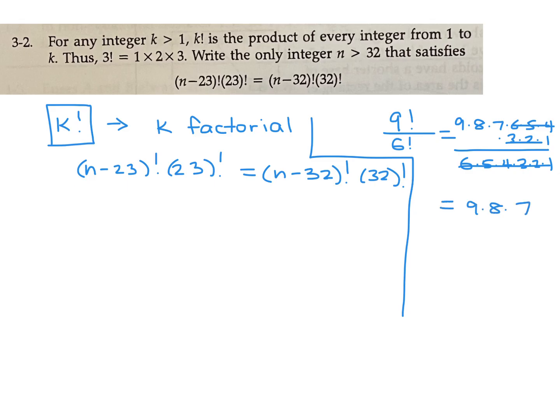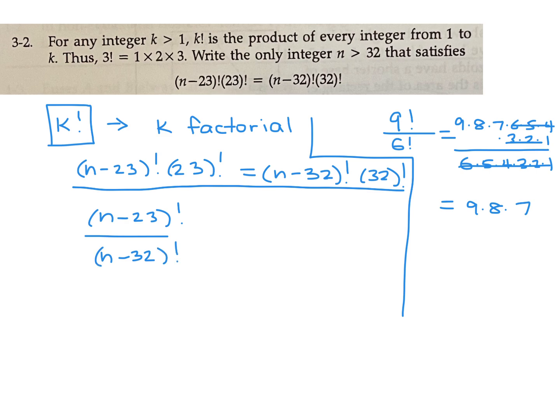So that's what we're going to do over here, but it's just a little bit more difficult to understand simply because there's n's there. So what I'm going to do first is I'm going to put this n minus 23 factorial here. I'm going to divide by this n minus 32 factorial. So just bring it over. And then I'll keep the numbers on the one side. So this 32 factorial over 23 factorial.